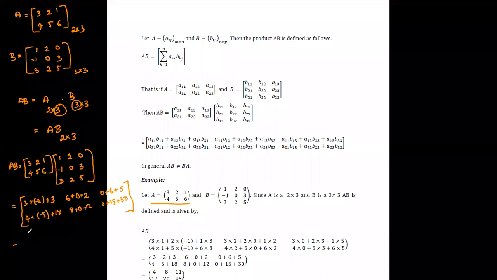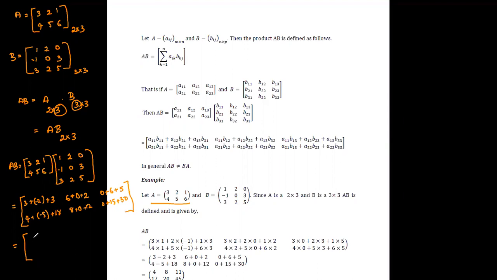If you obtain these calculations, the first row is 4, 8, and 11. For the second row, the values are 17, 20, and 45. This is a 2 by 3 matrix. This is how we can obtain the multiplication of matrices.